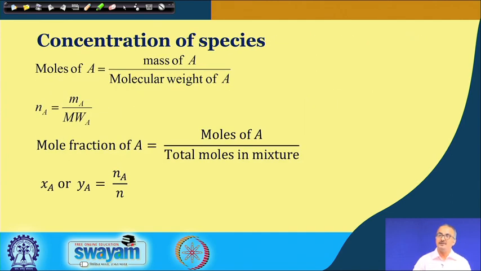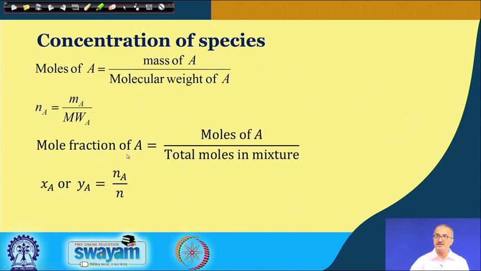Now, another very important thing we are talking about is the species concentration. The species concentration is required whenever we are dealing with some mixture. Okay. So, there are various ways of representing the species concentration. One is, first let us understand what is mole. Mole is the mass of a species divided by its molecular weight.